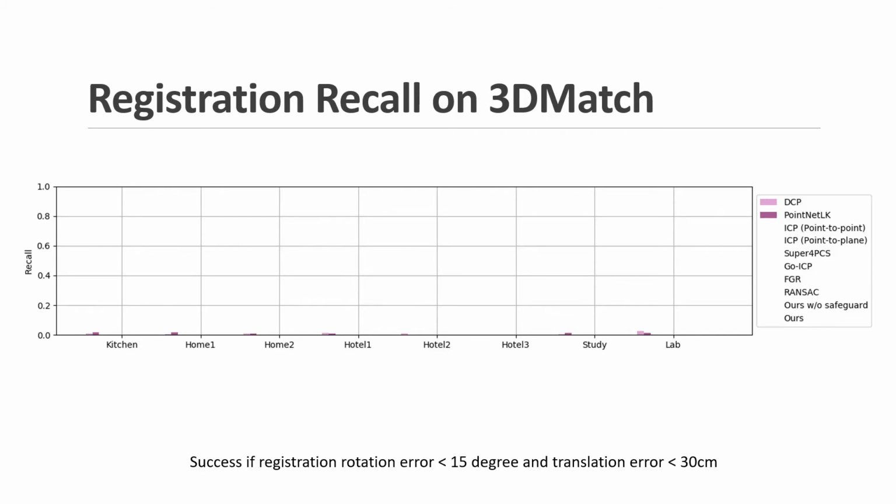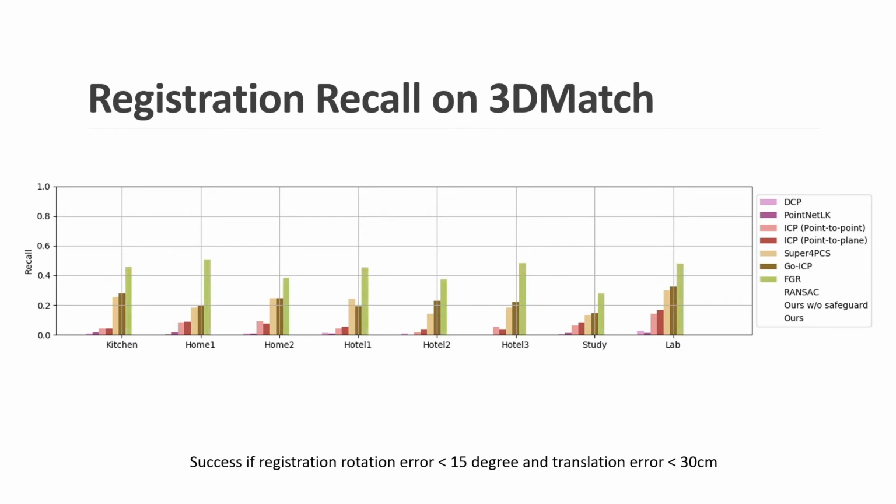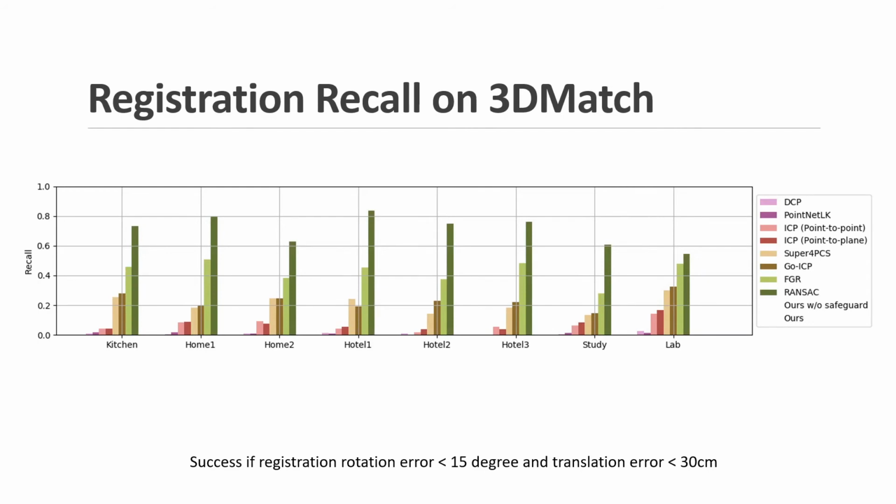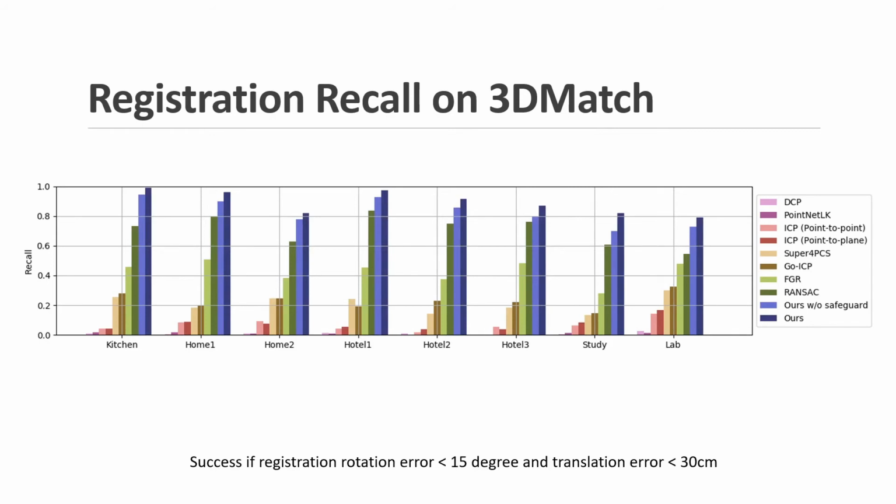First, note that the latest learning-based algorithms that require almost complete overlap fail on the 3DMatch benchmark, since many pairs have a small overlap. Next, ICP variants including point-to-point and point-to-plane achieve less than 10% recall. Globally optimal ICP variants, including Go-ICP, achieve around 20% recall. FGR and RANSAC achieve better performance but are below 75% on average. In this difficult dataset, our method achieves a significant performance improvement, and it reaches 92% registration recall.